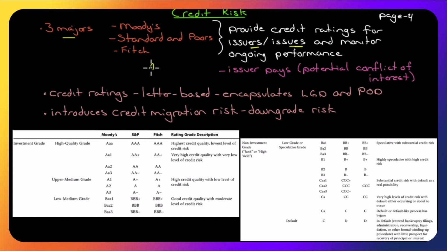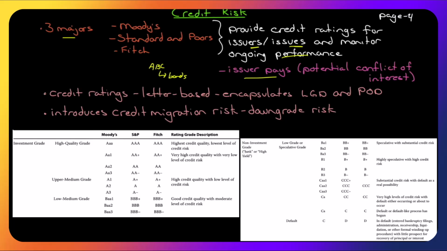So company ABC will have a credit rating. And company ABC's bonds will also have a credit rating. And they monitor ongoing performance. For the credit rating, this is a bit of a problem here. Issuer pays. I say it's a bit of a problem because you have a potential conflict of interest.